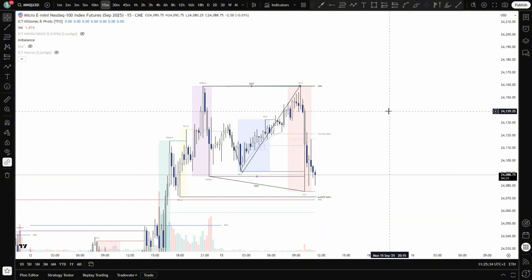We made an SMT indicating we could maybe rotate towards this trend liquidity.